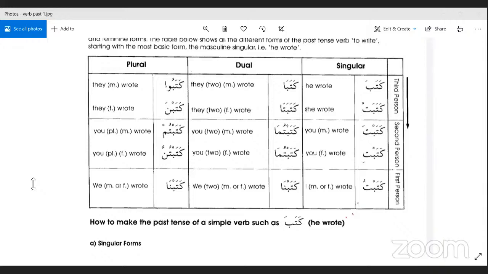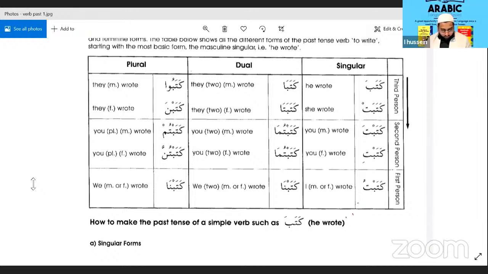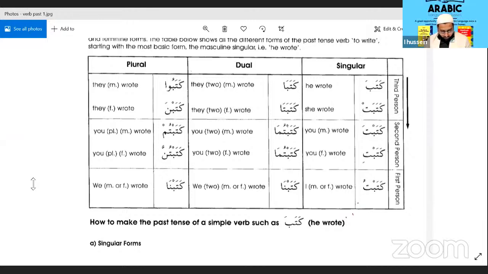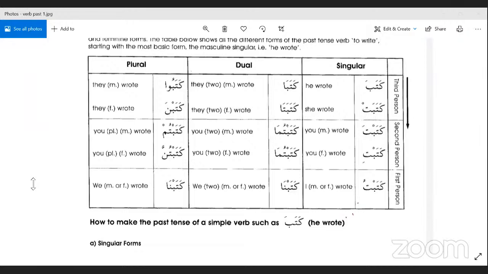Masahtuma for two males. Correct. And masahtum for more than two males. Masahti for one female, you. Correct. And masahtuma for two females. Correct. Masahtunna for more than two females. Is that right? Correct.